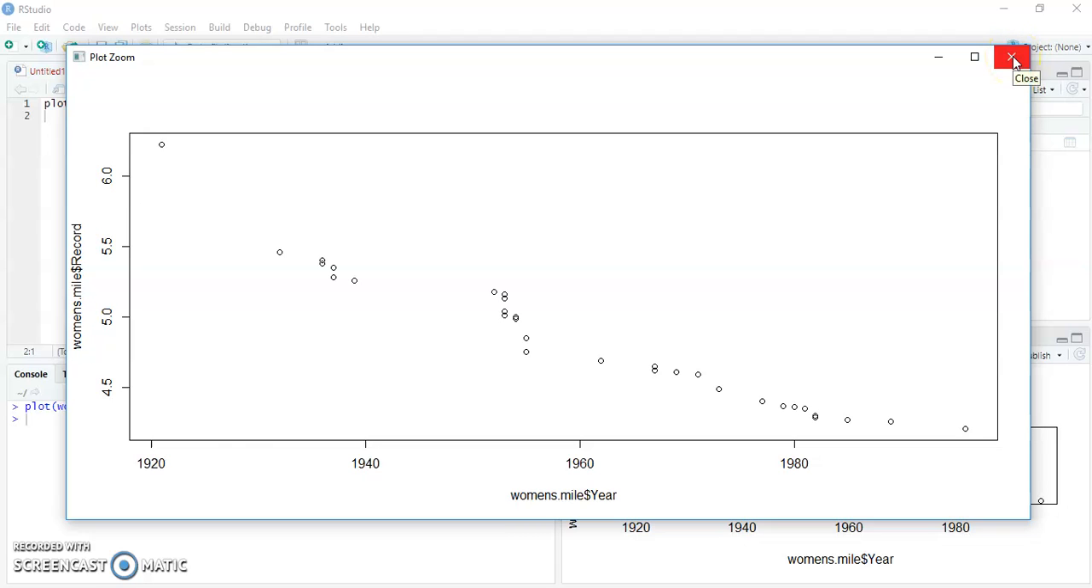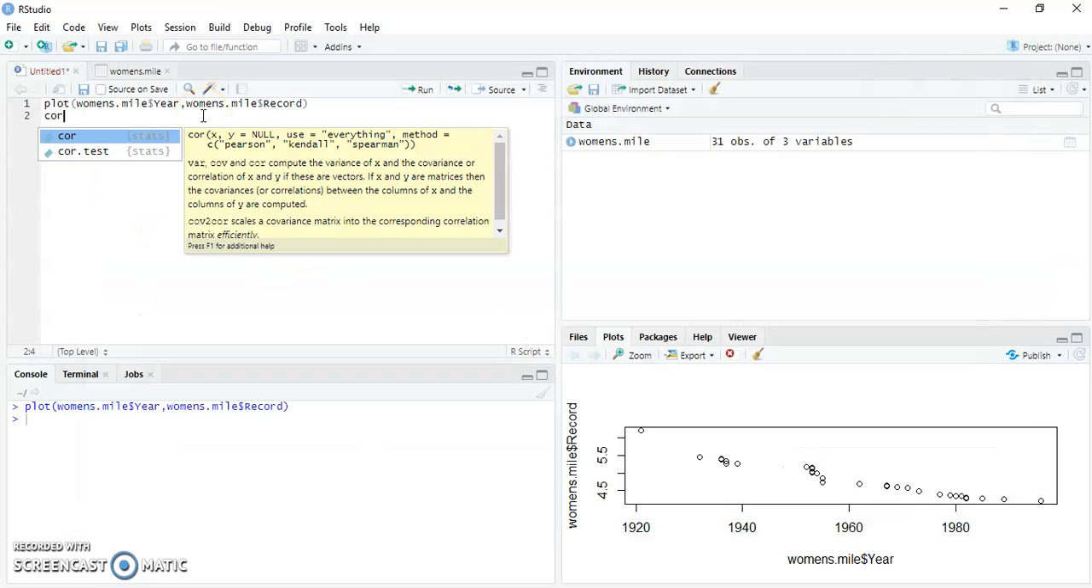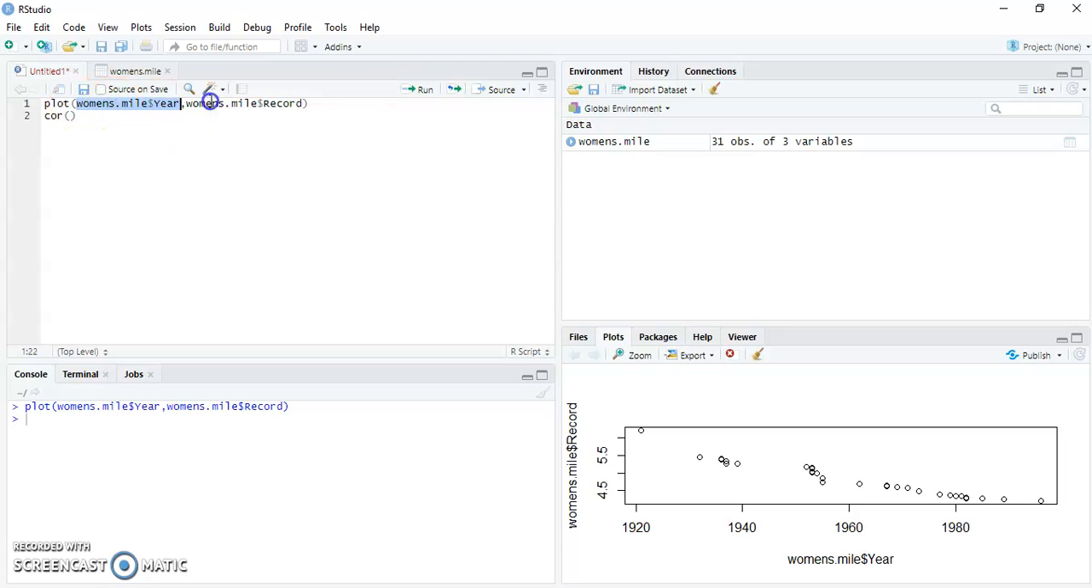Before we do the linear model, we usually calculate correlation, and to do that the command is cor. When you calculate correlation you just want to use the same x and y variables that you did for your plot. So the year for the women's mile, and then the record was the dependent variable. My correlation here is negative 0.9685978. Now, that correlation can only get to -1, so that's a pretty strong correlation, strong and negative. So I'm definitely thinking there's a linear relationship here. That's what that correlation's telling me.